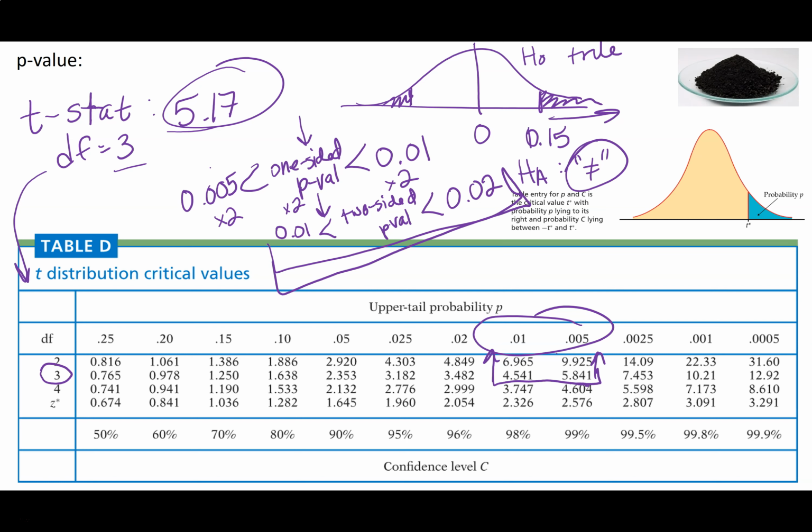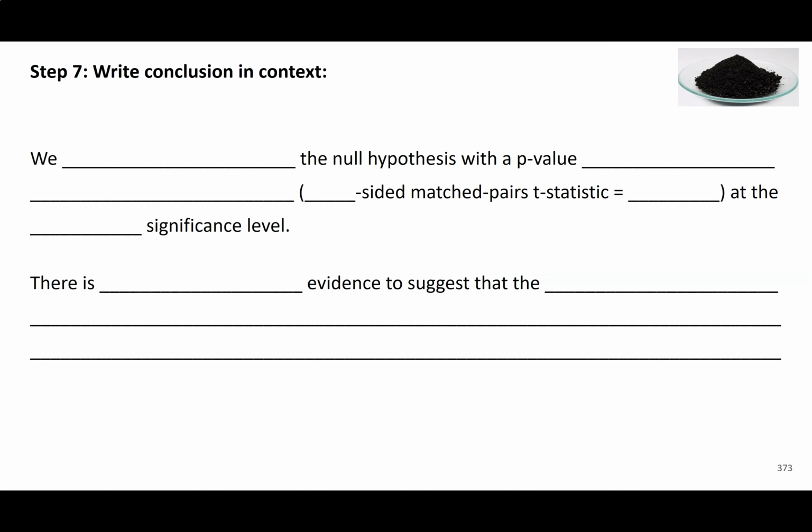Not super specific, but specific enough that I will be able to know whether or not I should reject it. Because my significance level is 0.10. My p-value is definitely below 0.10. If it's between 1 and 2%, it's definitely less than 10%. So here, I'm going to say that was a two-sided t-test statistic for a, what was it? It was 5.17 at 0.10 with a p-value between 0.01 and 0.02.